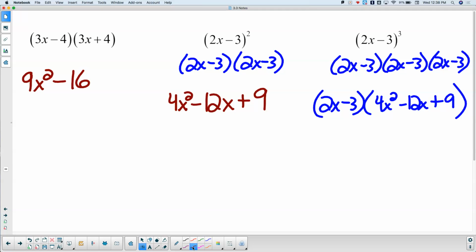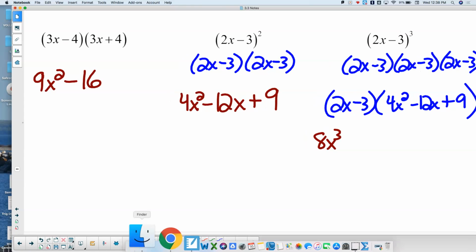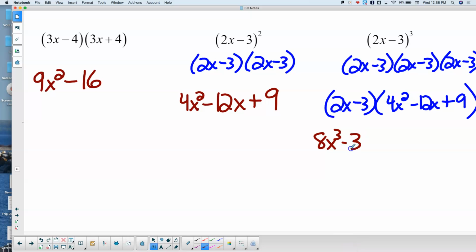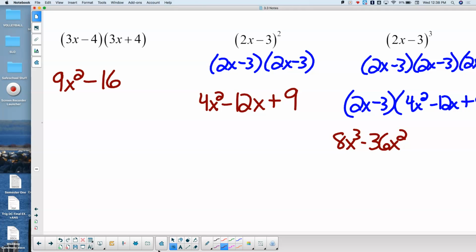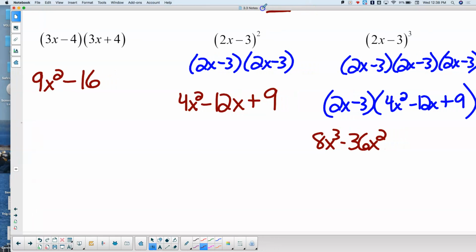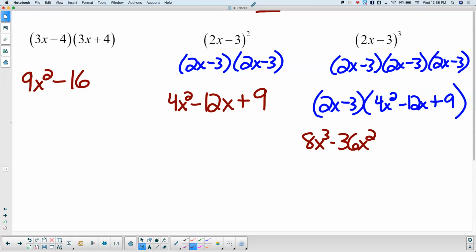I get 8x cubed minus 36x squared plus 54x minus 27. Questions on either one of those 3?